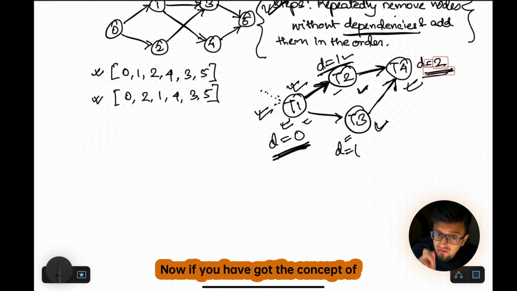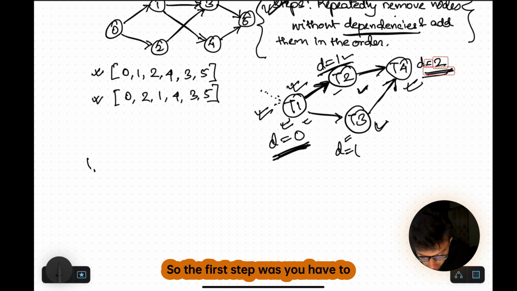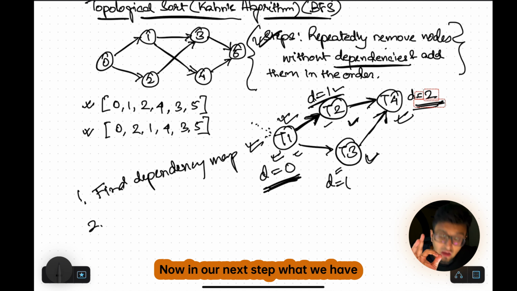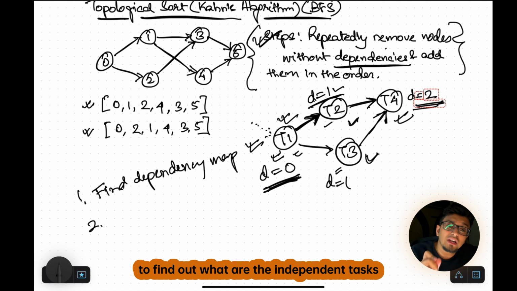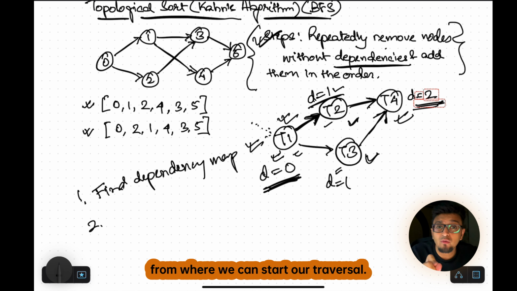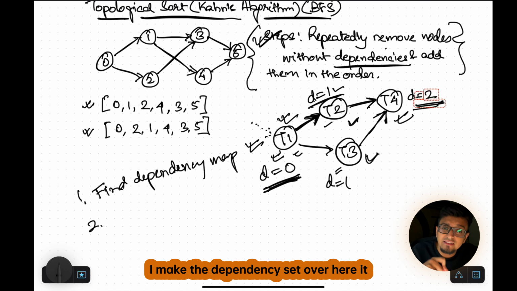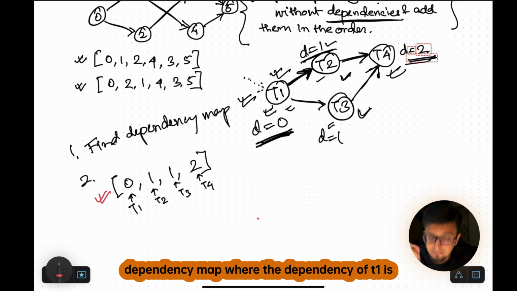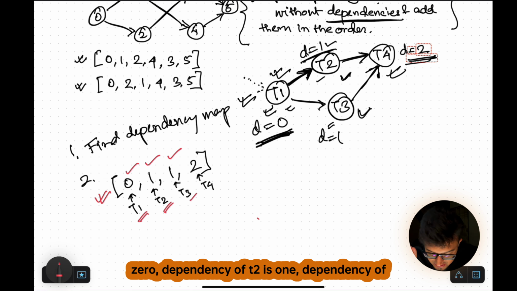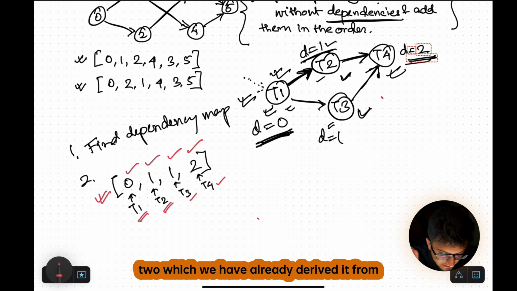If you have got the concept of the first step, now let's move to the next step. The first step was to find the dependency map. In our next step, from the dependency map, we have to find out the independent tasks from where we can start our traversal. If I make the dependency map here, it will look something like this: the dependency of T1 is 0, the dependency of T2 is 1, the dependency of T3 is also 1, and the dependency of T4 is 2, which we have already derived from here.